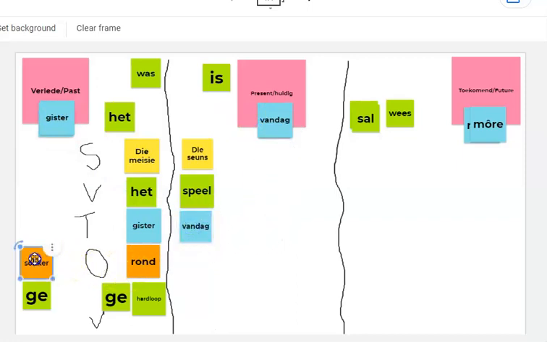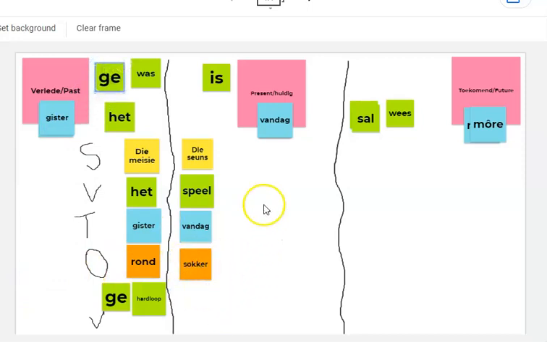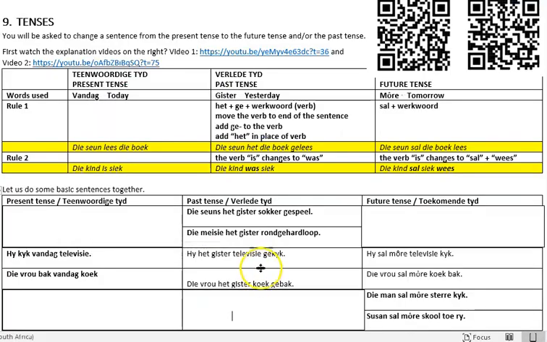And there we go. We don't need the GE, the G, because you don't need a crash helmet if you're in the present tense. So let's read the sentence. Die seuns speel vandag sokker. Great. And can you see? Subject, verb, tense, object. Precisely the way you need it. Okay, so we've done that one. Let's go and write it in. Die seuns speel vandag sokker. So here we go, we're just writing there. Die seuns speel vandag sokker. All right. So let's look at the next one.